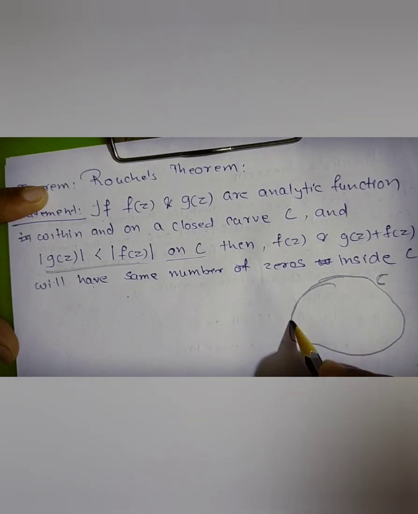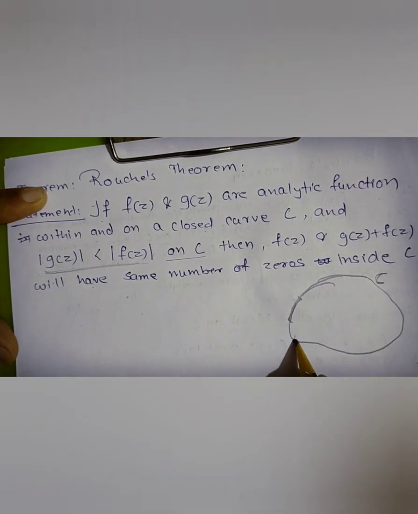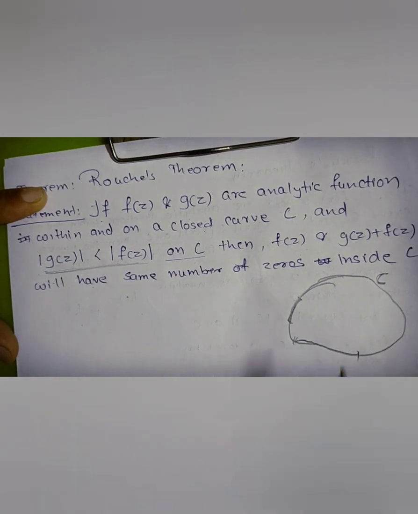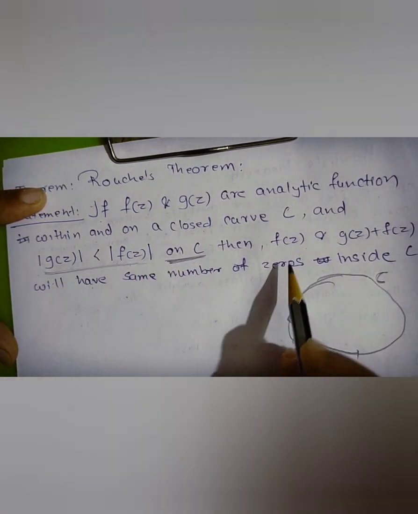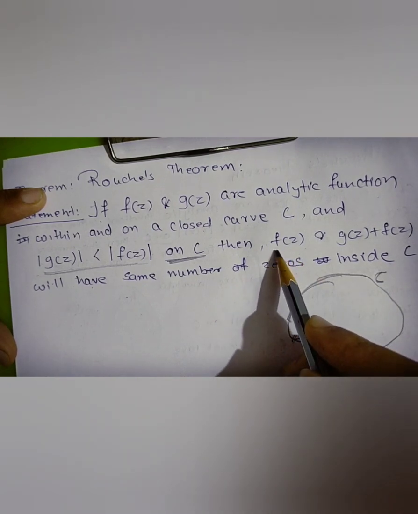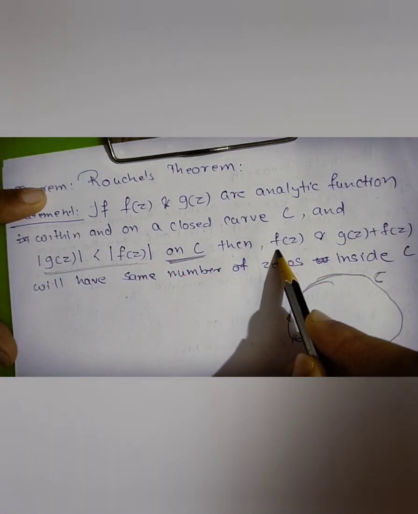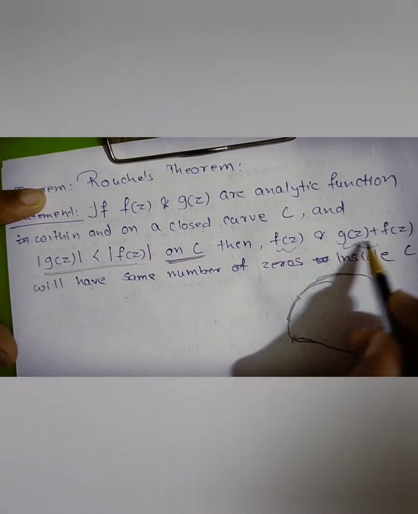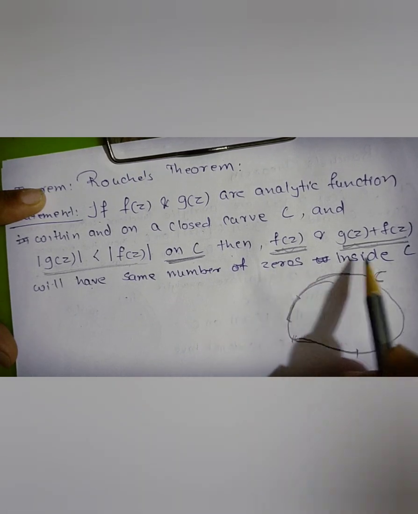So on this path, let's suppose this is my g(z), and let me take some other function, that is f(z). The length of g(z) should be less than the length of f(z) on the curve C, and if this condition is satisfied, then f(z) and g(z) plus f(z), these two functions, will have the same number of zeros inside C.